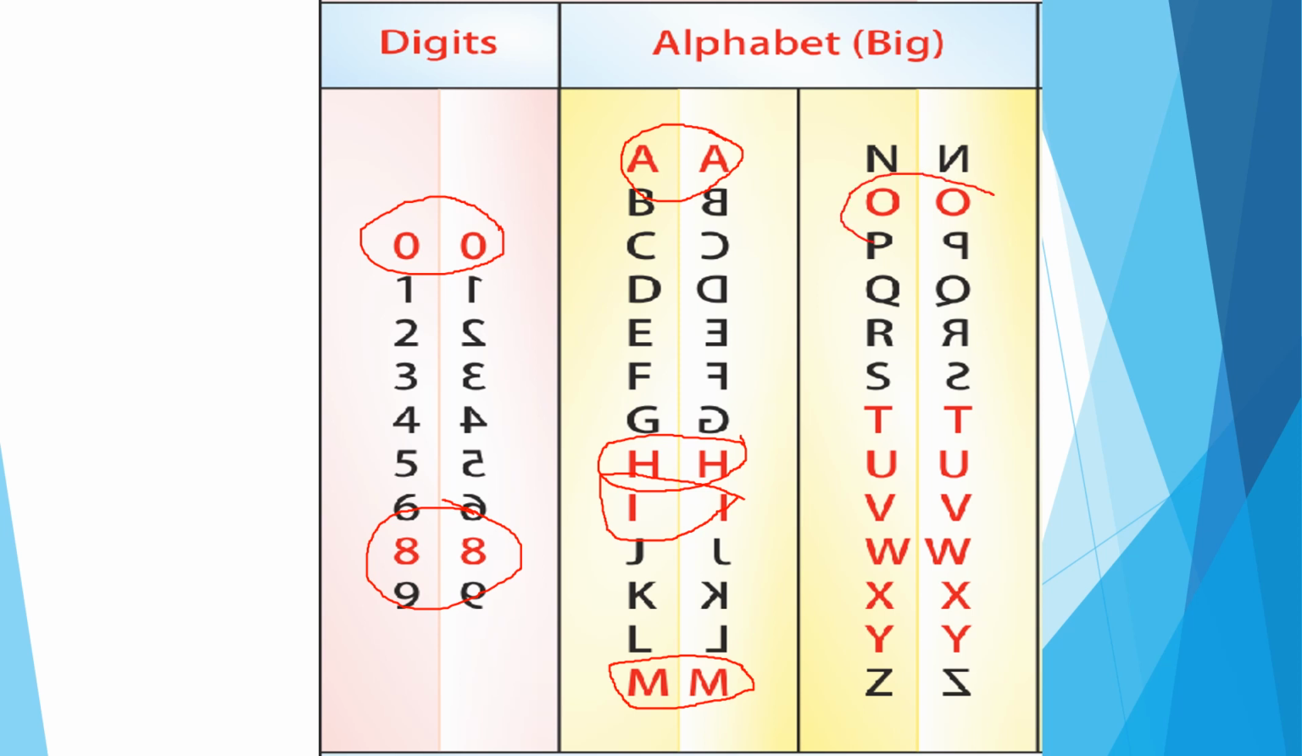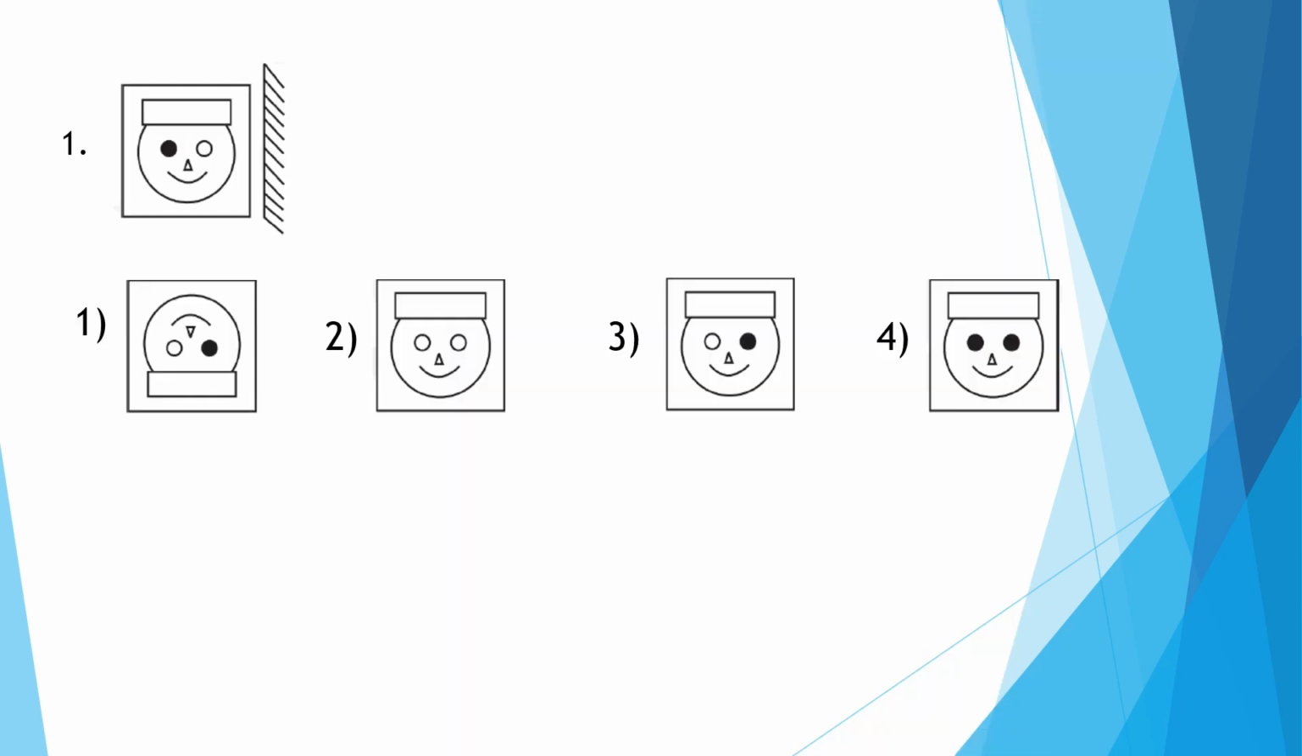Observe letters like these: O, T, U, V, W, X, Y. Sorry, not Z, up to Y. So these, and 0 and 8, are also not changed. So we'll continue to the next.